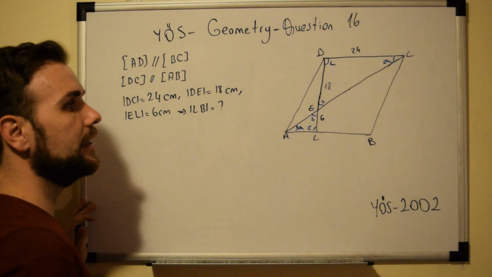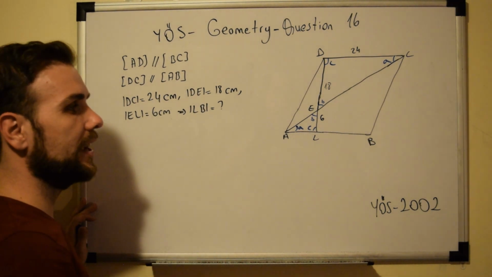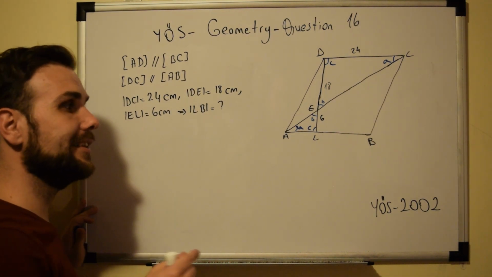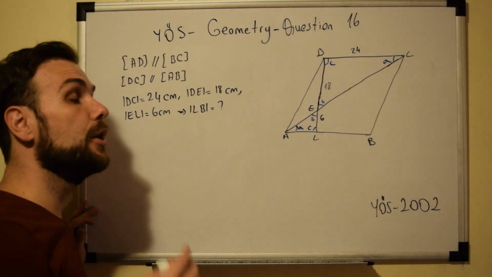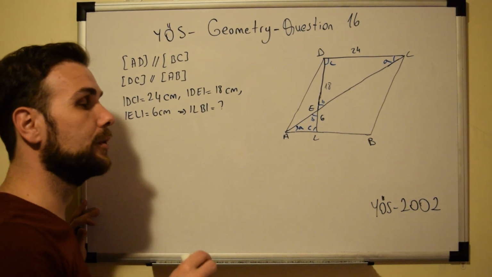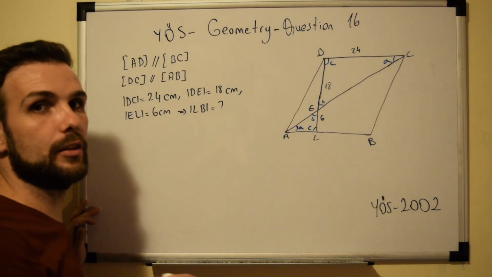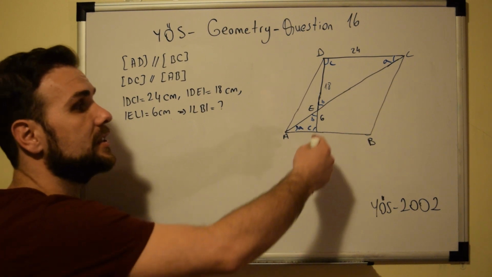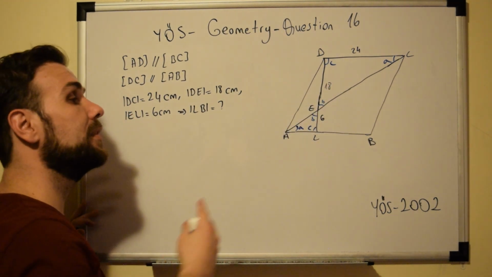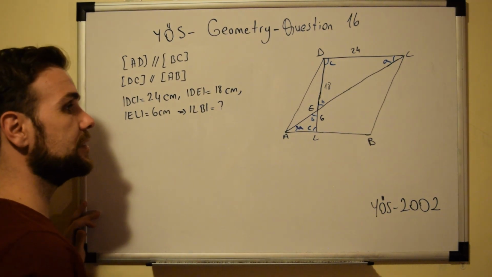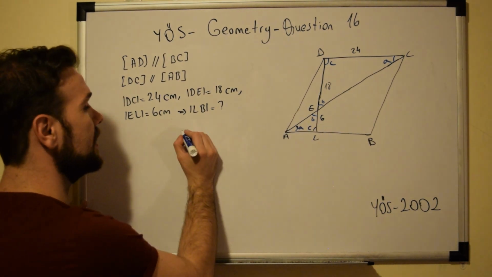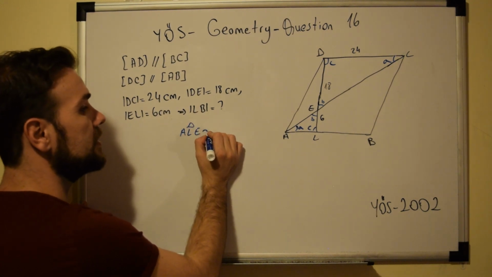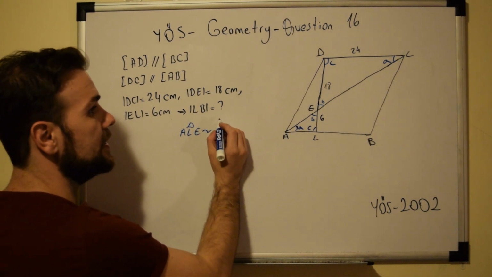Now, what do I have here? I have two similar triangles. Why do I have two similar triangles? Because their interior angles are equal to each other. Whenever we have triangles with equal angles, it means that those two triangles are similar. The only reason they are not the same is that their lengths are different, but that doesn't mean they cannot be similar. So I can say that triangle ALE is similar to triangle DCE.